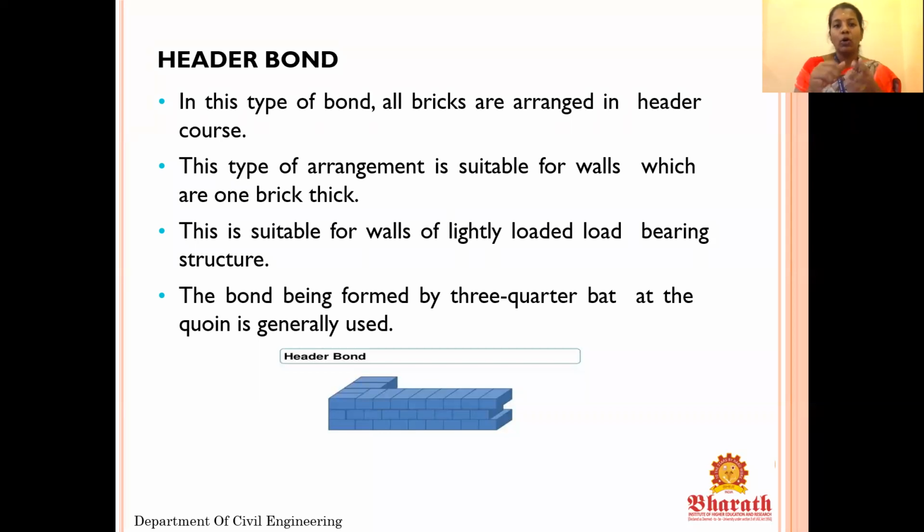In this type of bond, all the bricks are arranged in header course, as the word itself describes, header bond. So the bricks should be arranged in header course. That is, only the small portion of the brick will be seen and the remaining entire brick portion will be going into the building side. This type of arrangement is suitable for walls which are 1 brick thick. So again, the same thickness should be maintained. This is suitable for walls of lightly loaded bearing structure. The bond being formed by a 3/4 bat at the quoin is generally used.